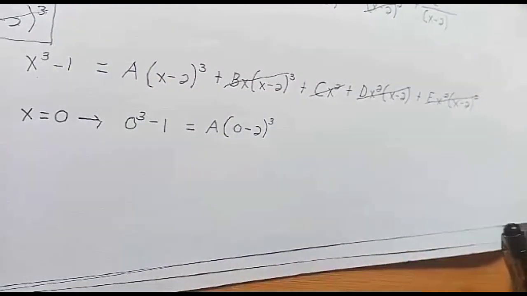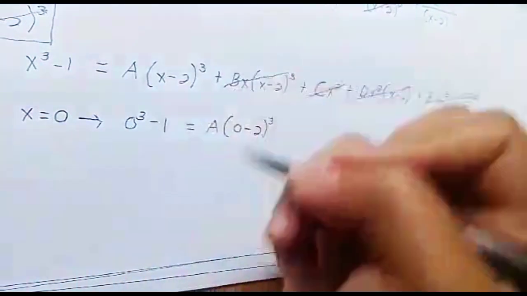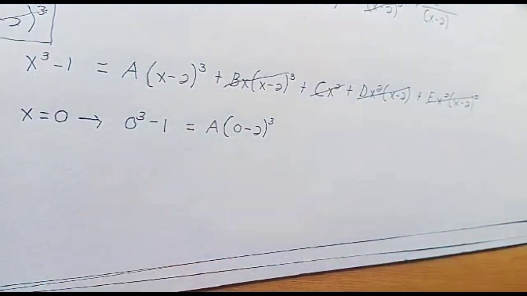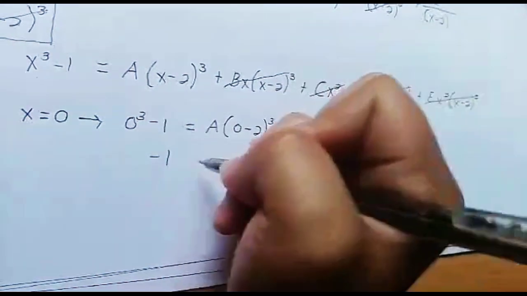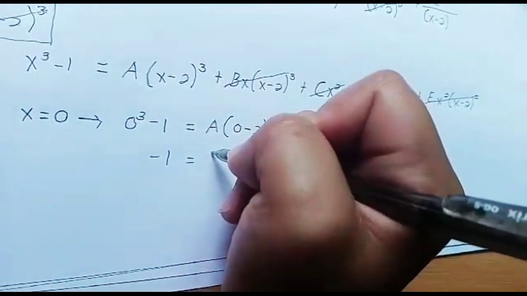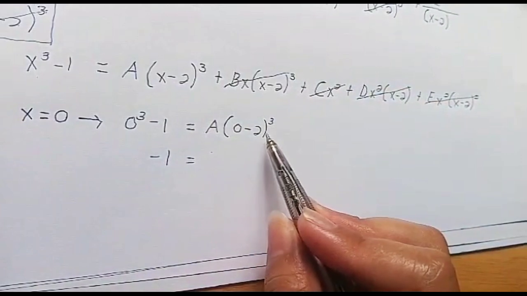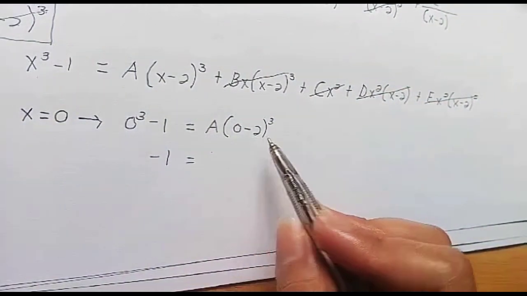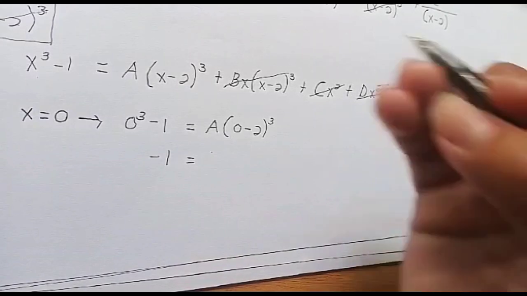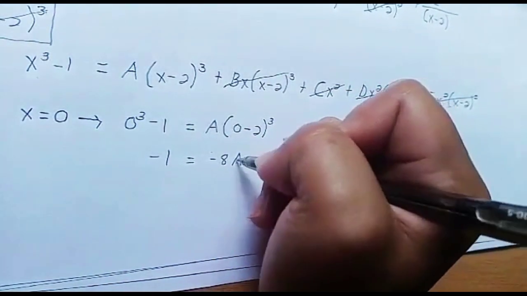So, to further simplify, we know that 0 raised to the third power is 0. So, what remains there is negative 1, equals 0 minus 2, which is negative 2. Negative 2 times negative 2 is 4, times negative 2, which is negative 8a.